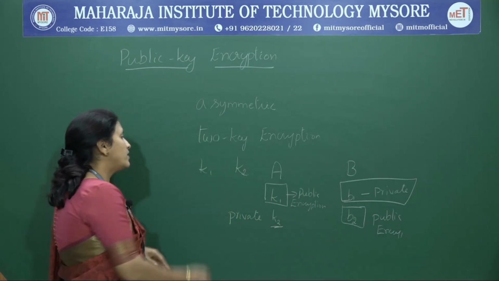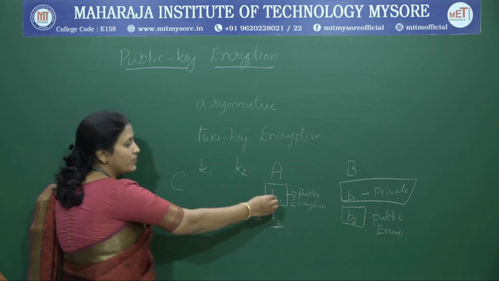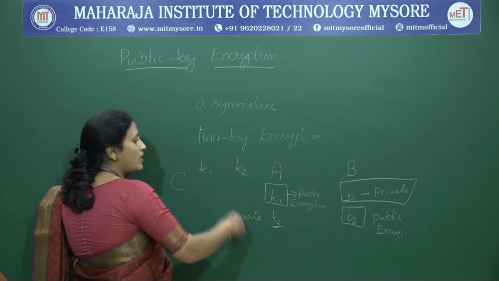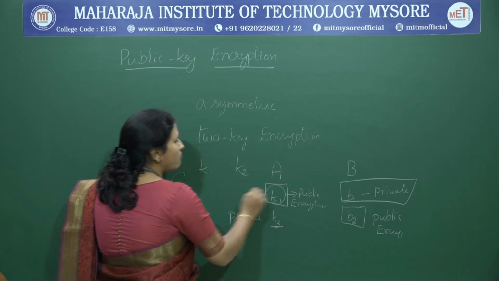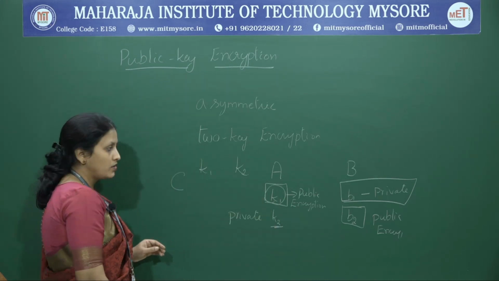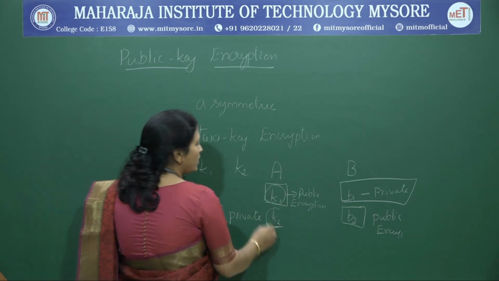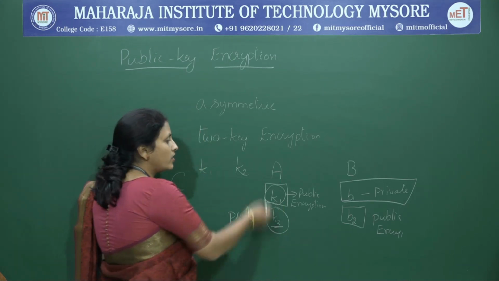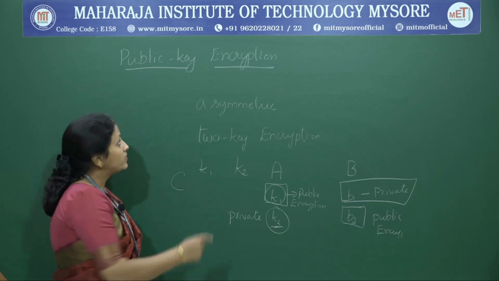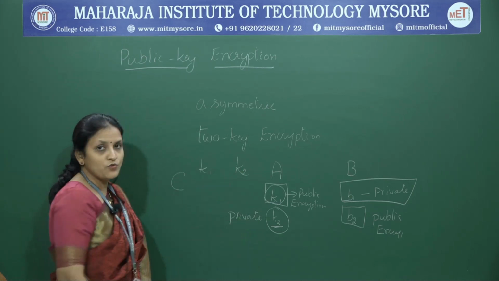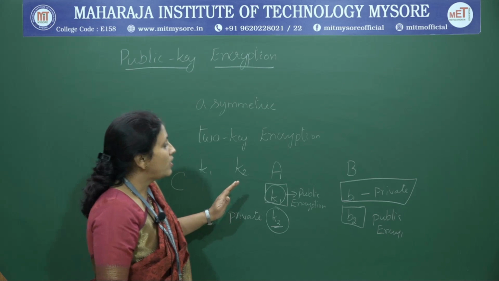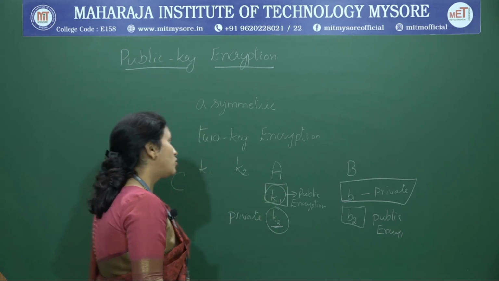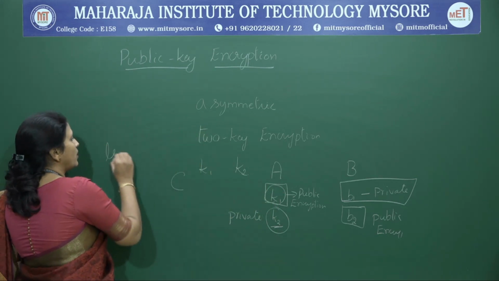Similarly, if some other system C wants to send a message to A, it makes use of key K1 to encrypt, and A makes use of key K2, which is the private key as far as A is concerned, and decrypts that message. This is how public key encryption works. Here the security level of encryption is totally dependent on the length of the key.